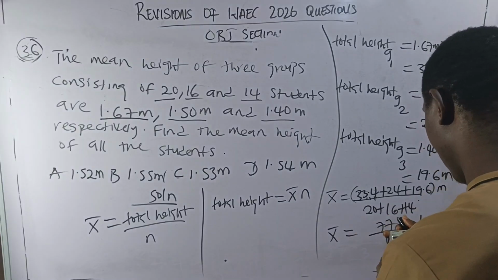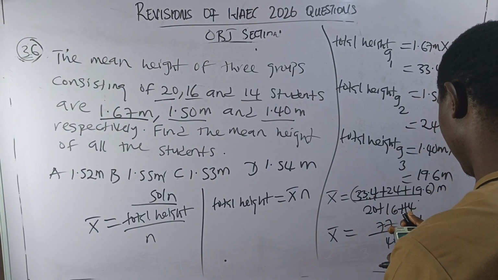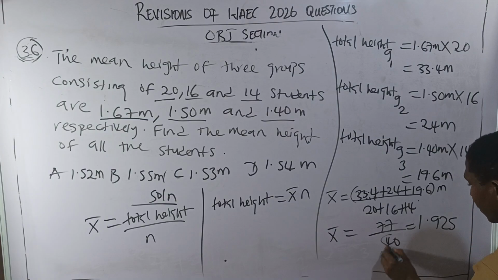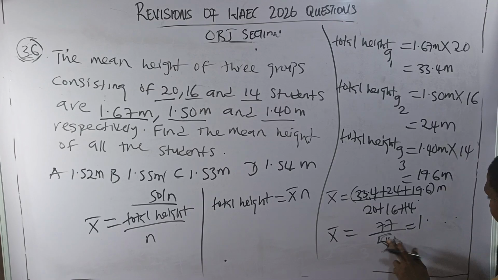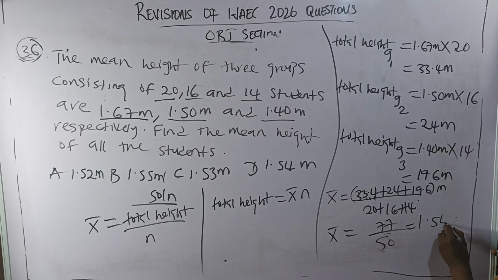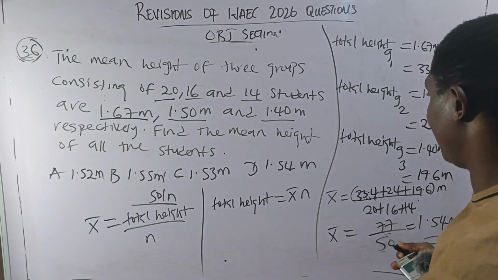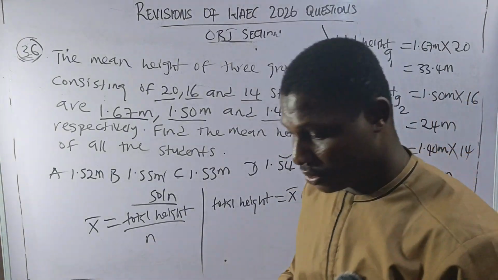So I'll add up 20 plus 16 plus 14. That gives me 50. Oh yes, 50. So I'll have 77 divided by 50, which gives me 1.54. And the unit is meter. Do I have that there? Yeah, 1.54 meter. So that's the answer for question 36.